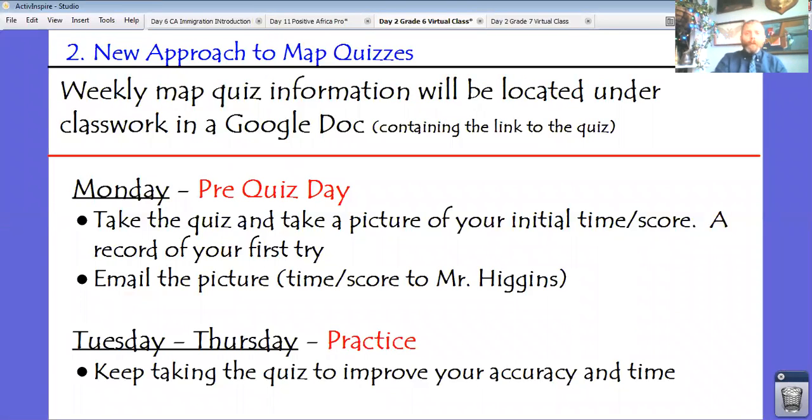All right. Let's get into what we're here to do for today. And the first thing I want to talk to you about is this new approach to map quizzes. First of all, every week, just like when we were in regular school, we are going to focus on a different region to improve your geographic literacy. That just means to improve your ability to locate places on a map.